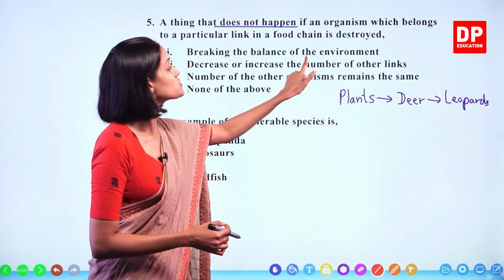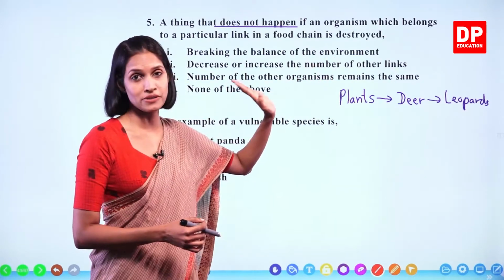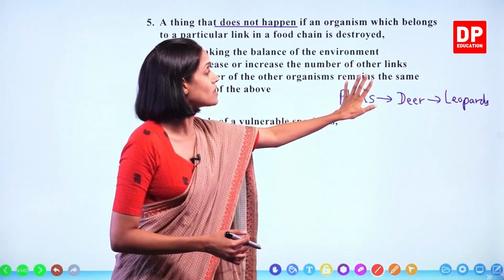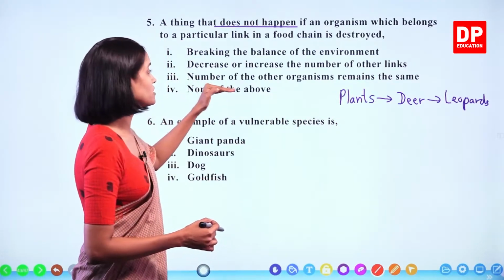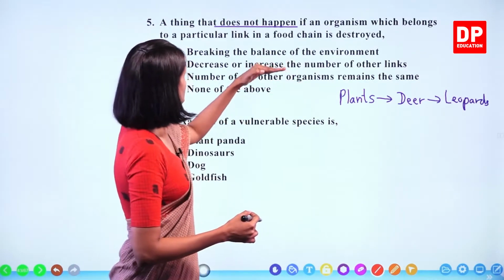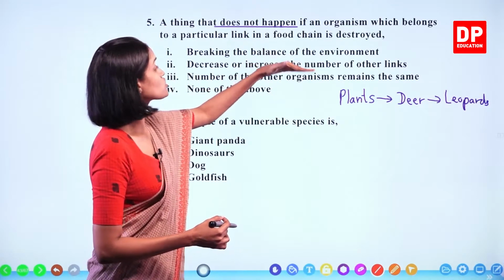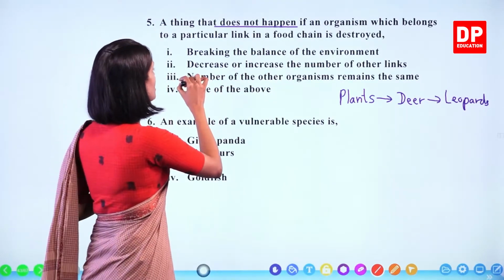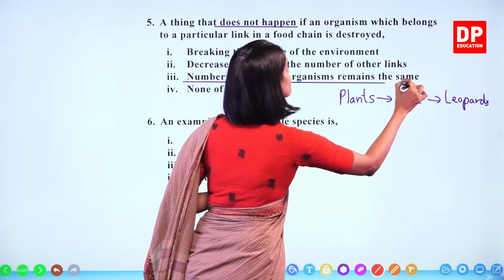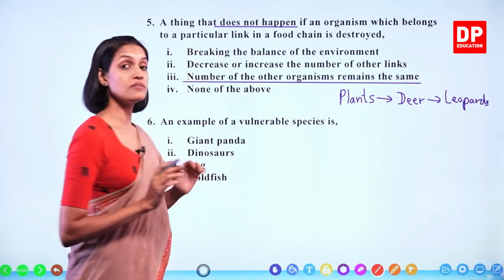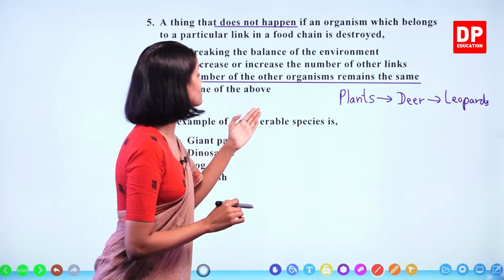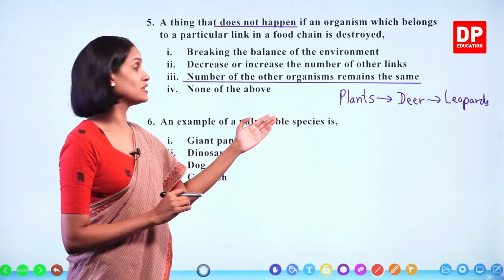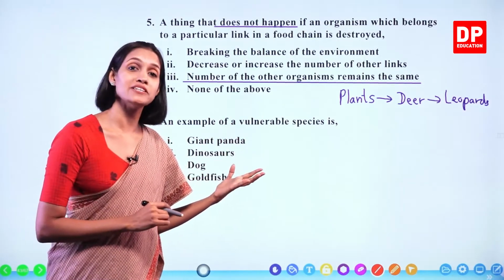Okay? Number of the other organisms remains the same. No. That is what? That does not happen. It can never remain the same because they are connected with each other. Right? None of the above. So this is the thing that does not happen. The number of other organisms will not remain the same. Right, children?